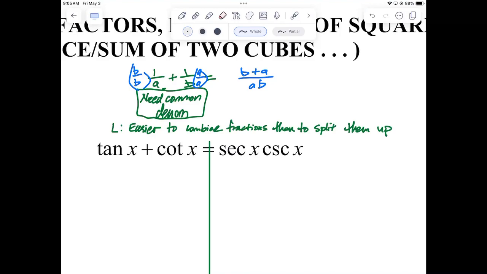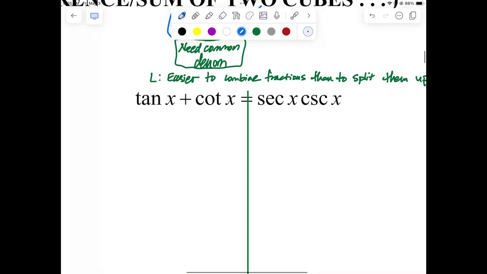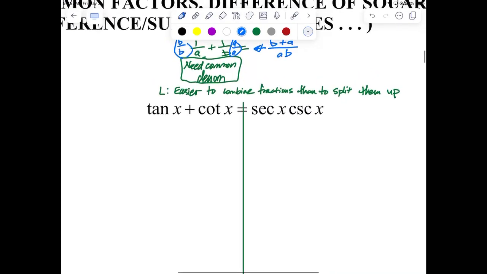I've always been. So anyway, you get b plus a over ab. It's really hard to go this way, to split it up and go that way. That's hard, but it's easy to go from left to right. So that's why we start on the left. That's another little bit of wisdom here: start on the side that has more terms.